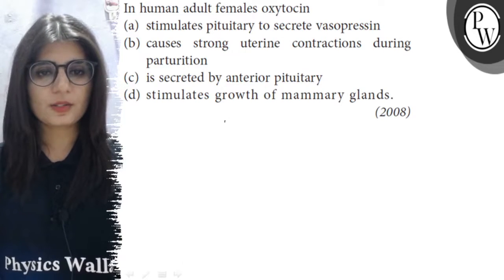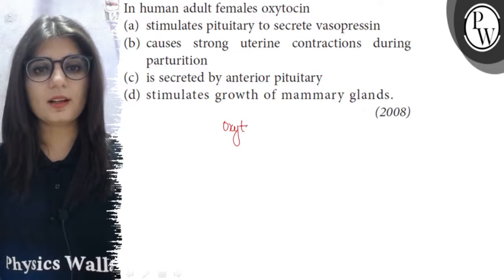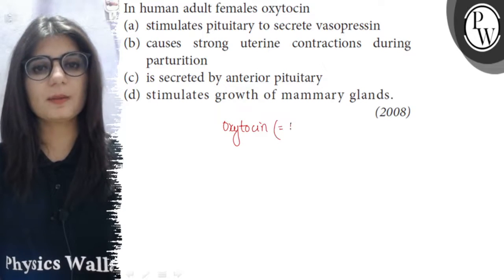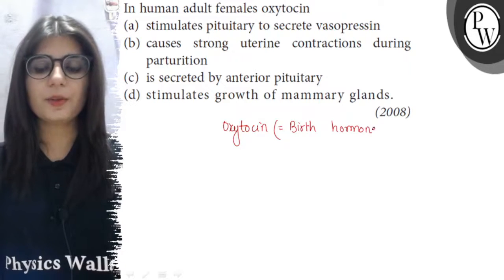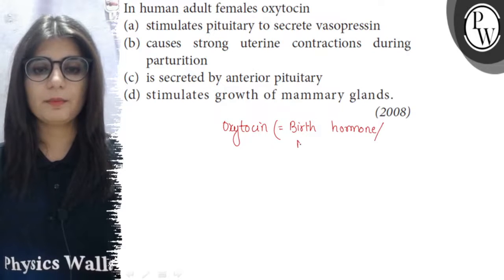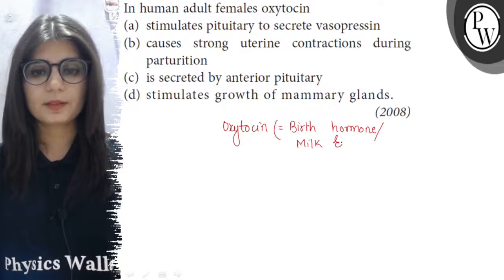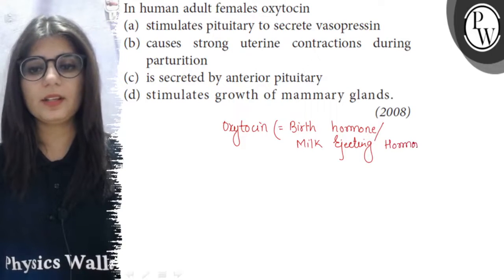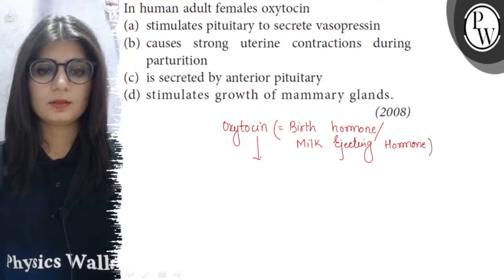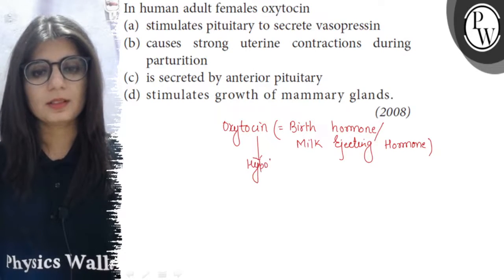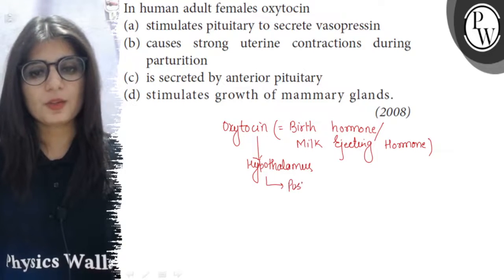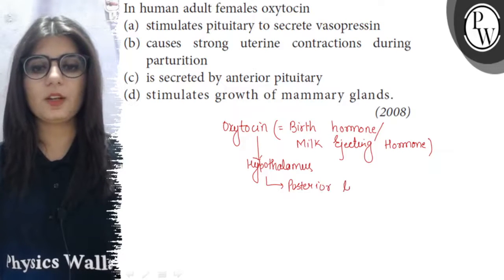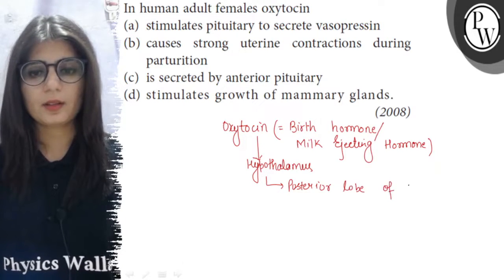So let's see what is oxytocin. So oxytocin is a hormone which is also known as the birth hormone. Its other name is the milk ejecting hormone. Now this hormone is secreted from hypothalamus, but it gets stored in the posterior lobe of pituitary. So it is released from the posterior lobe of pituitary whenever required.